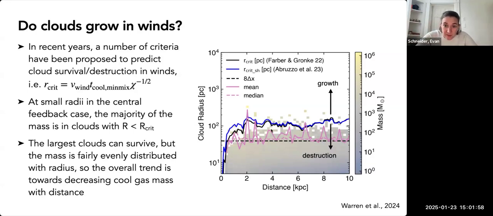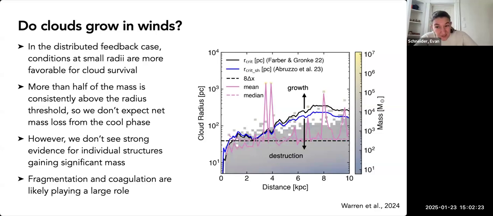But the majority of the mass is actually down here, and of course, even more of it is down here below our resolved limit, so we can think about what that might mean. We don't see net cool gas growth in this outflow because, even though the biggest things can grow, there's still more mass in the smaller things, and so they're subject to net destruction.